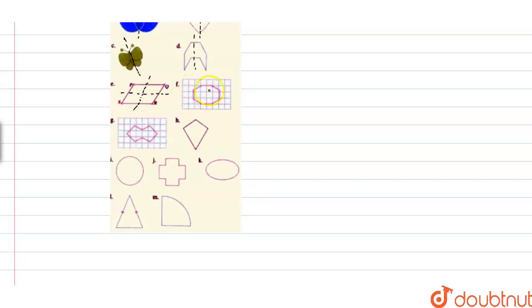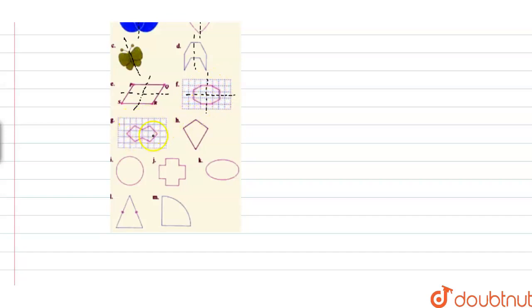Now let us switch on to this part. Now this is a figure, right? So we can observe that this line which is dividing this into equal halves is the line of symmetry for this one, and also this line. So these are the two lines of symmetry for this figure.